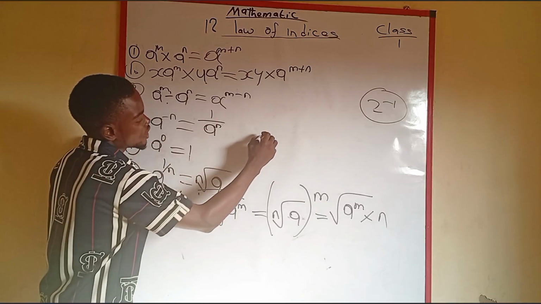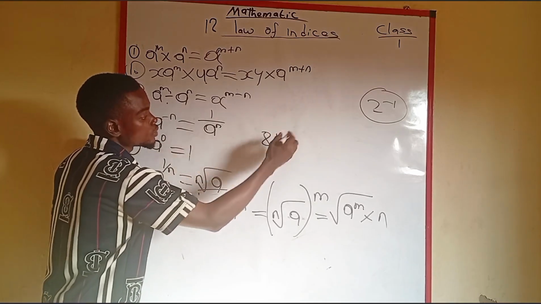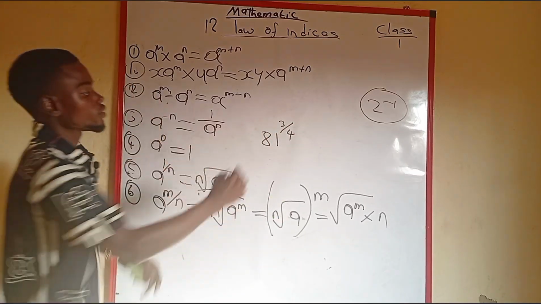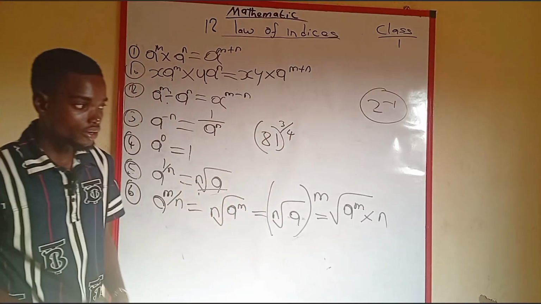Example. Let's say we are asked to simplify 81 to the power 3 over 4. Simplifying 81 to the power 3 over 4. How will you tackle it?